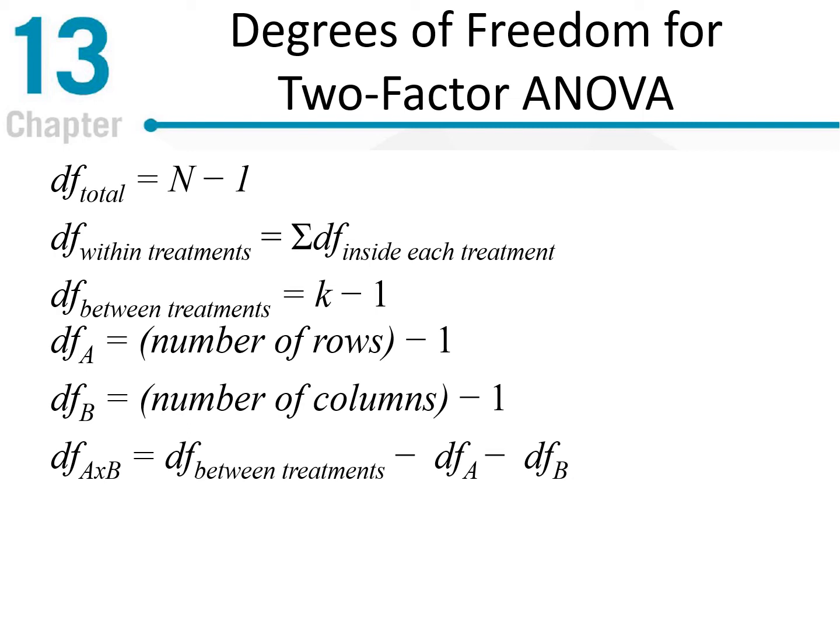And the degrees of freedom is going to be very similar. Degrees of freedom total is n minus 1, so that's the total number of people across all conditions, minus 1. Degrees of freedom within is the sum of degrees of freedom inside each treatment, which is going to end up being n minus k, where k is the number of groups.